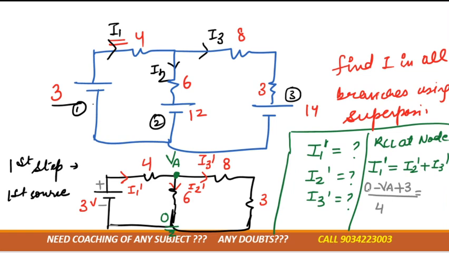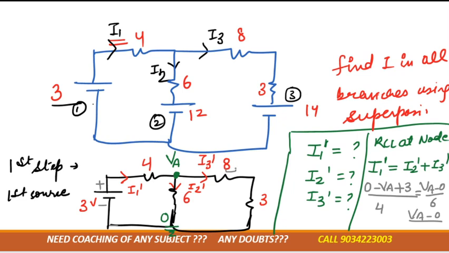Now tell me the value for I2'. I2' is moving from which node to which node? I2' is moving from VA to 0, so it would be VA minus 0 divided by 6. Okay, next is I3'. I3' is moving from which node to which node? It is also moving from VA to 0, so we can write VA minus 0 divided by the resistance.